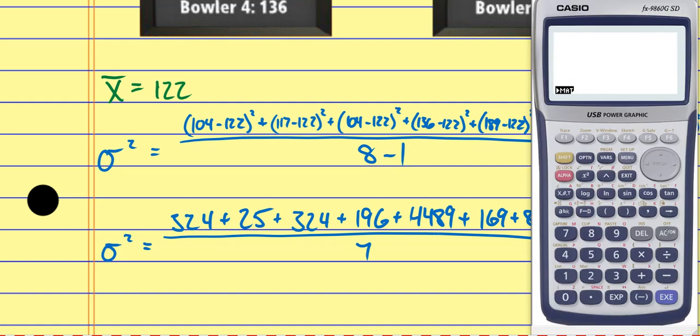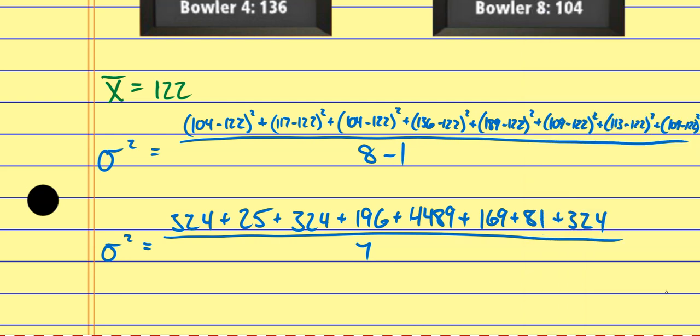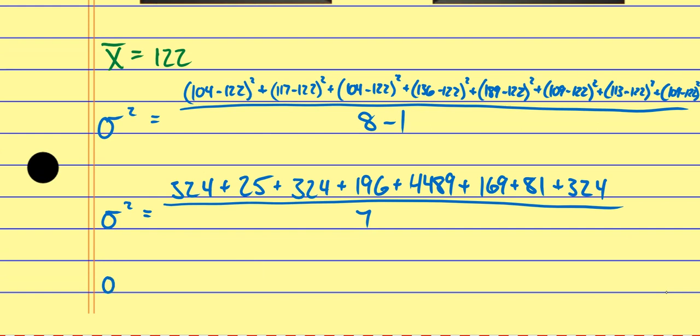Again, this is a job for my calculator. I just plug this in, the 324 plus the 25 plus another 324. If you had condensed those 324s, it would shorten this up just a little bit. Hopefully I hit all the right buttons here. And so I get 5,932. And I'm just going to divide that by 7. And so I get 847.43. So that's my variance, 847.43, if I remember correctly.